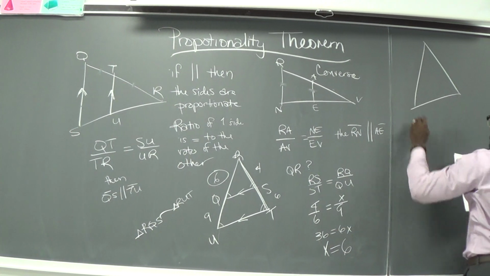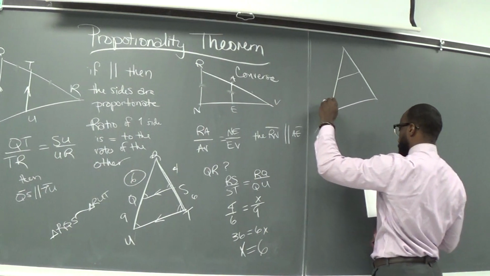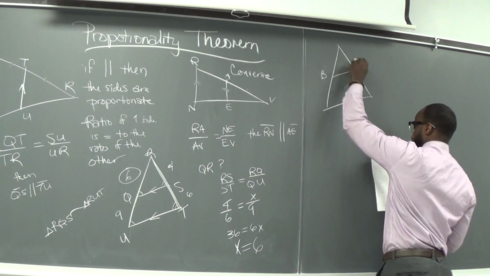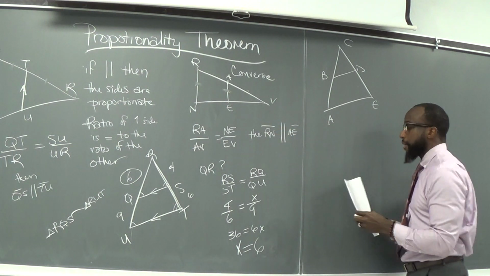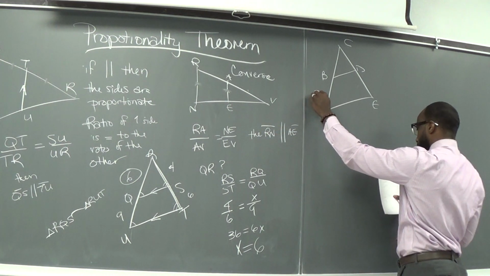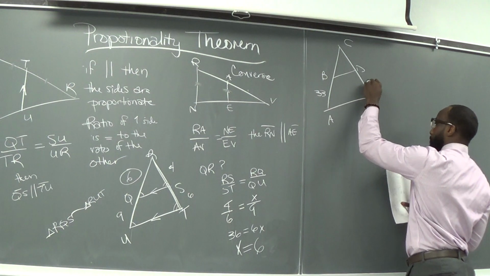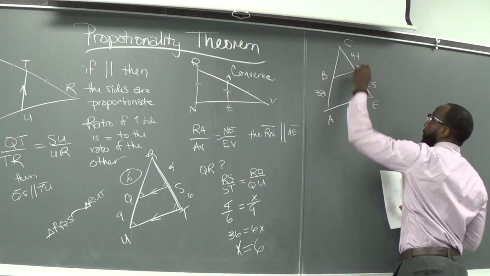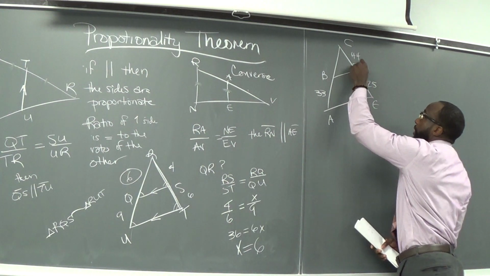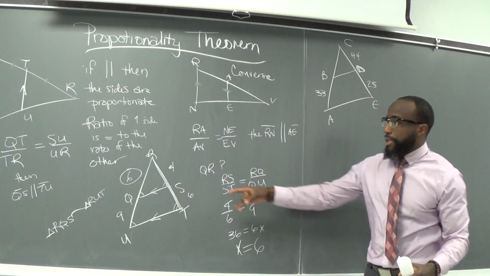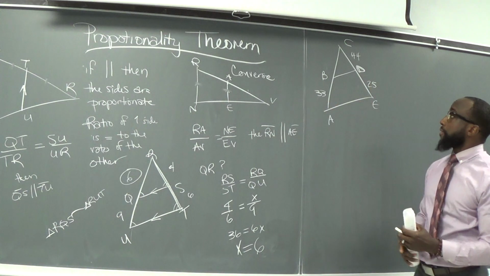Let's look at another example, and then we'll just talk about it. This is B, this is D, this is C, A, E. This is example 2 of this problem here. If BA is 33, DE is 25, and this is 44, are these going to be proportionate again? We're going to find out.